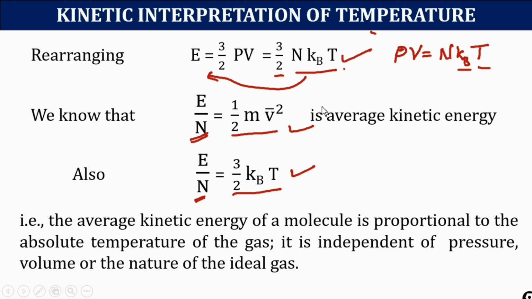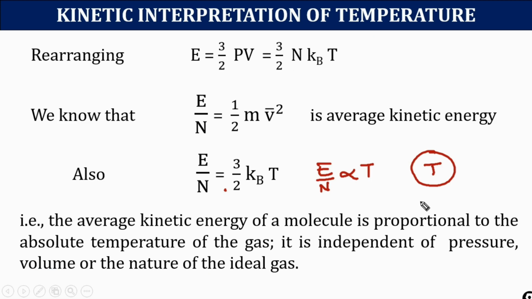When we compare the two, we can see that the average kinetic energy of a molecule is proportional to the absolute temperature of the gas. Average kinetic energy is independent of the pressure, volume or even the nature of the ideal gas. That means monoatomic, diatomic and polyatomic gases, when maintained at the same temperature, will possess the same average kinetic energy.